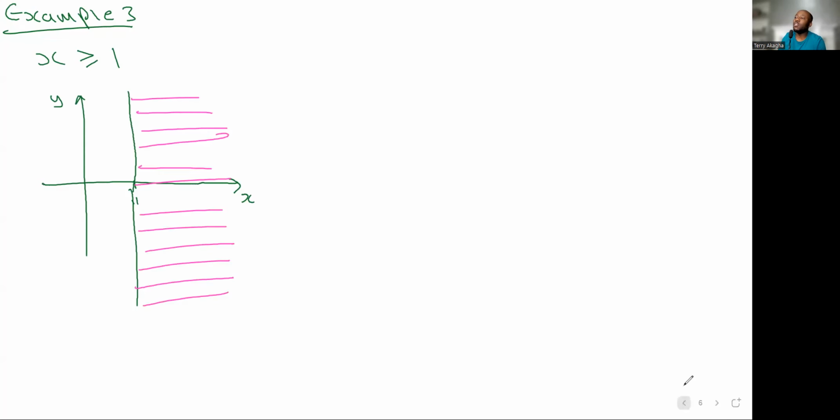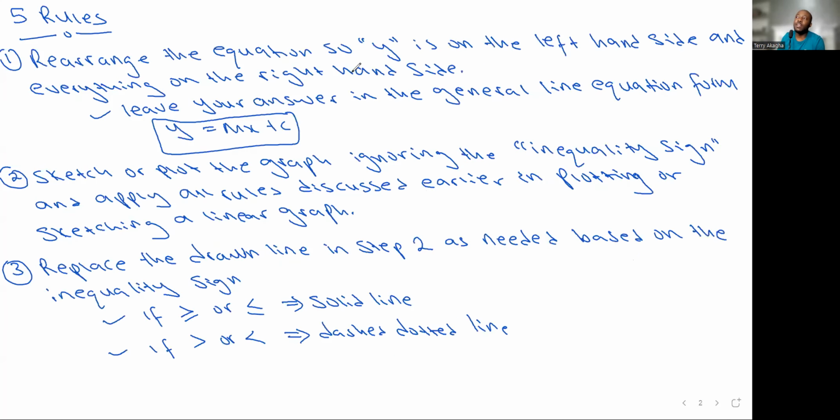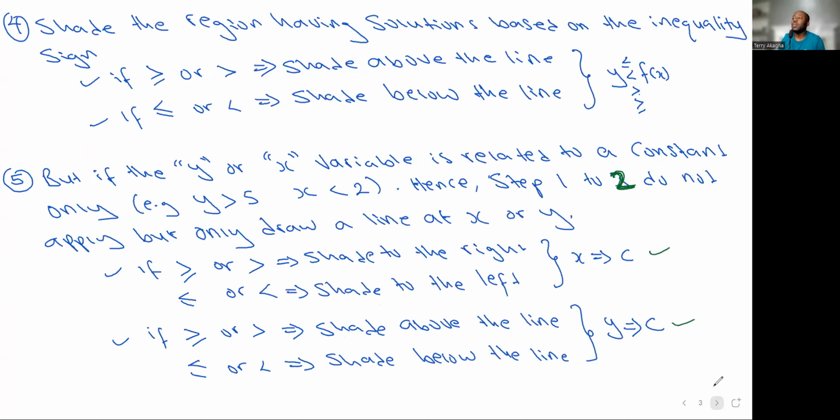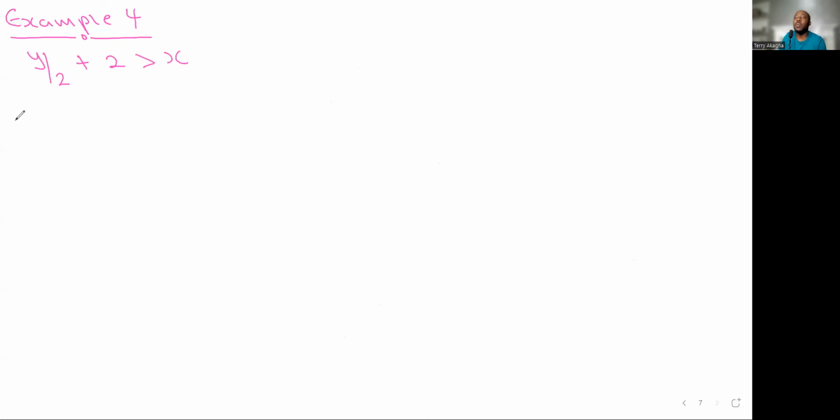So number 4. Okay, so example 4, which is going to be the last one. Let's assume we have y over 2 plus 2 is greater than x. Okay, so as usual, like I said, you have to leave this in the form of y equals mx plus c. All right, so that was the first rule. The first rule said you need to rearrange so y is on the left-hand side and everything else on the right-hand side. Okay, so let's do that. So we have step 1.